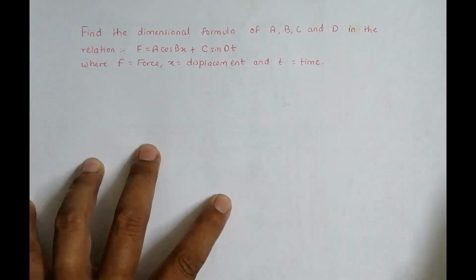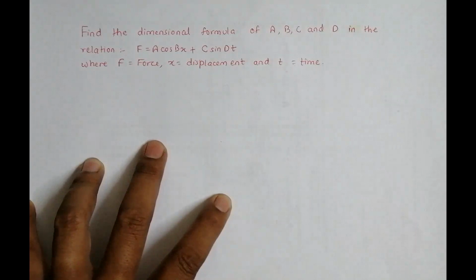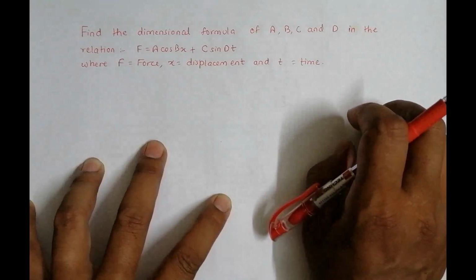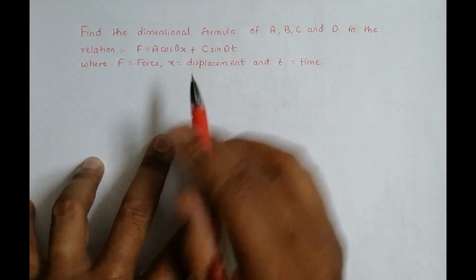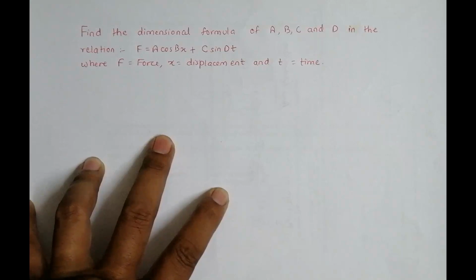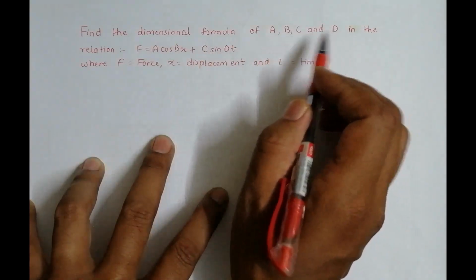Hello folks, this time the question I have is somewhat different. It's not of A level. It is useful for class 11 and 12 of our NEB board or CBSE or even different other boards, especially class 11 physics. It is concerned with the chapter of dimensions, or we can say units and measurements. So the question is: find the dimensional formula of A, B, C and D in the relation.